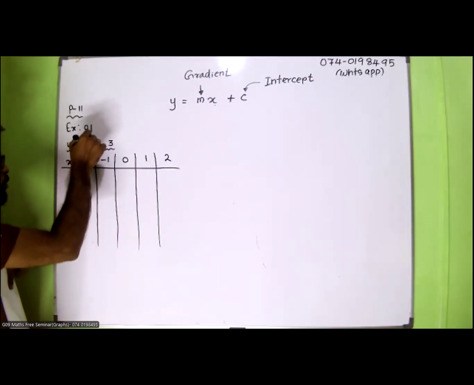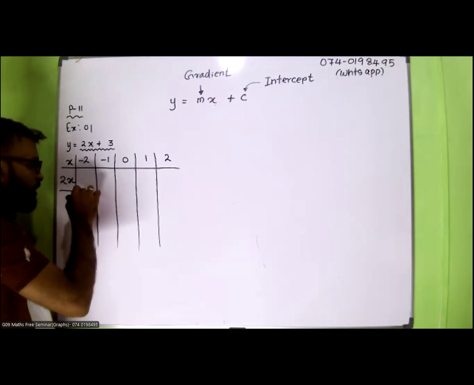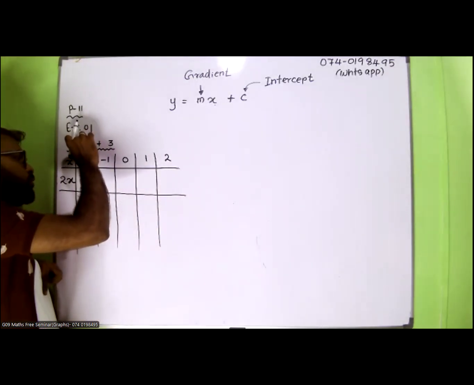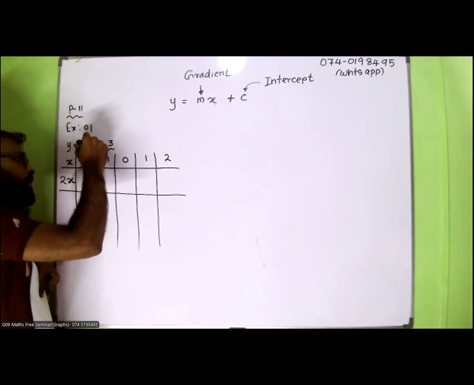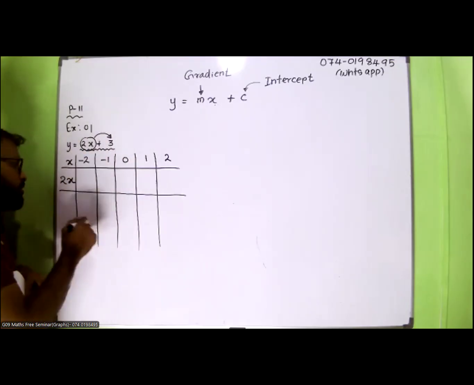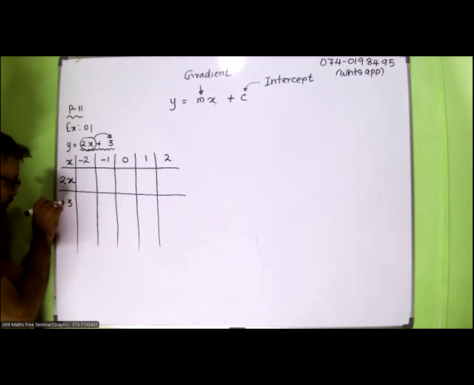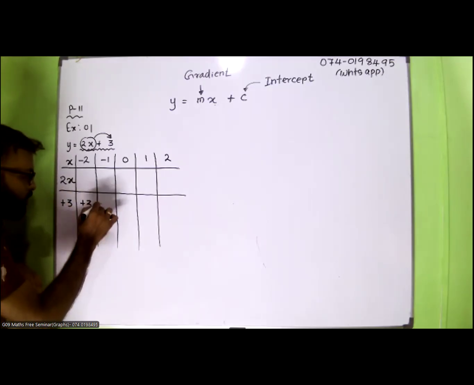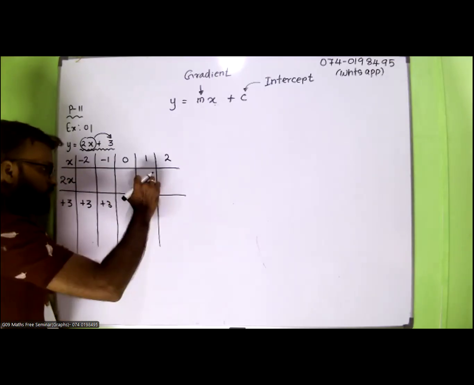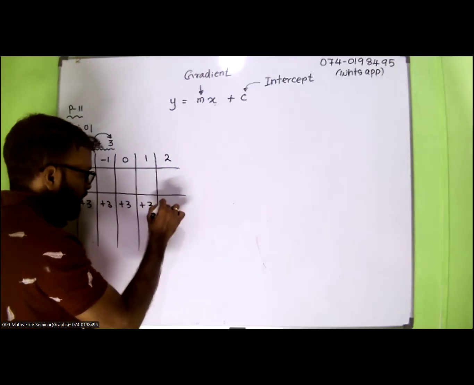So this is 2x, 2 times x. After you get the 2x value, you are going to add 3. The next column will be plus 3. Always you are going to add 3, each and every time, to this value, and this value, and this value, and so on.